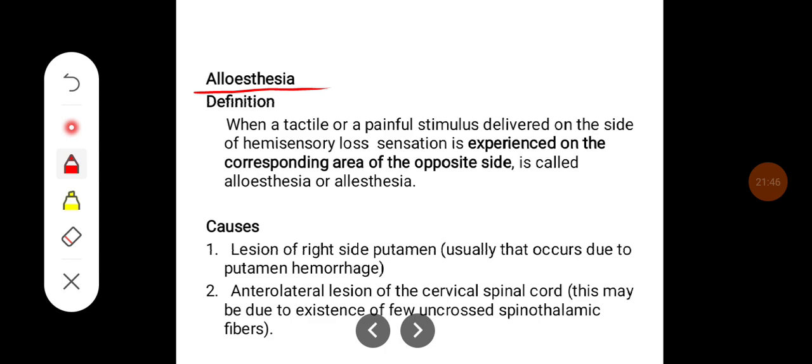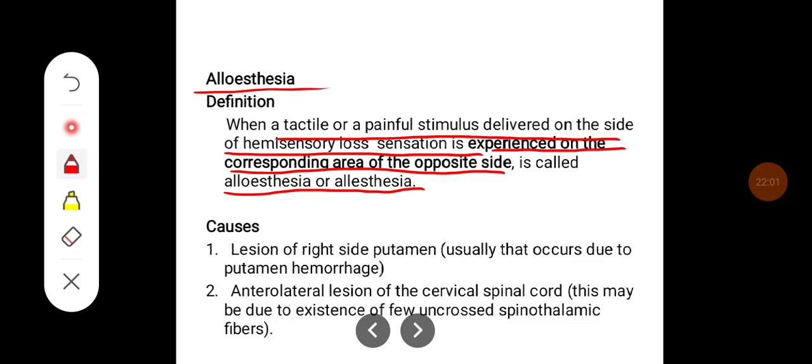Alloesthesia is when a tactile or painful stimulus is delivered on one side and the sensation is experienced on the corresponding area of the opposite side. This is called alloesthesia. The causes for alloesthesia are a lesion in the right side putamen, usually due to putamen hemorrhage, or an anterolateral lesion in the cervical spinal cord, which may be due to the existence of a few uncrossed spinothalamic fibers.